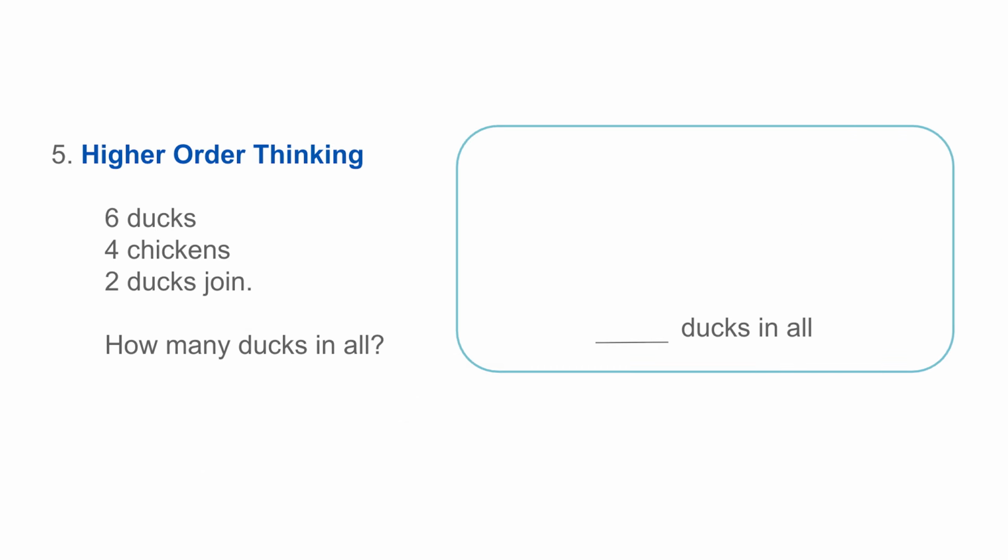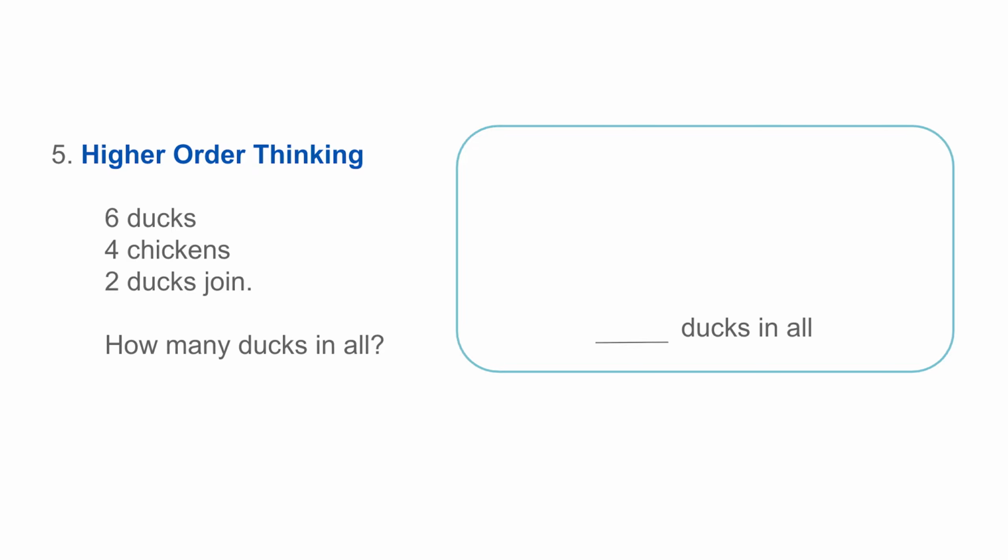They have a higher order thinking question. This just takes it one step further. So you have 6 ducks, 4 chickens, and 2 ducks join. So how many ducks are there in all? This is not asking how many animals there are in all. This is a word problem where they only want them counting the ducks.